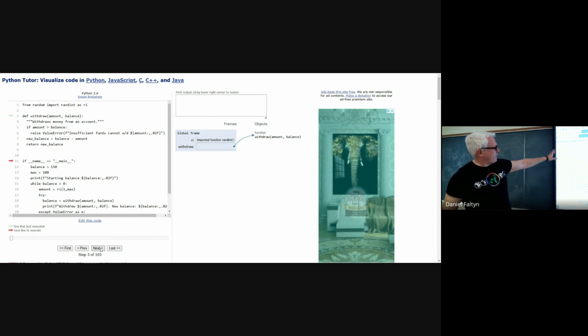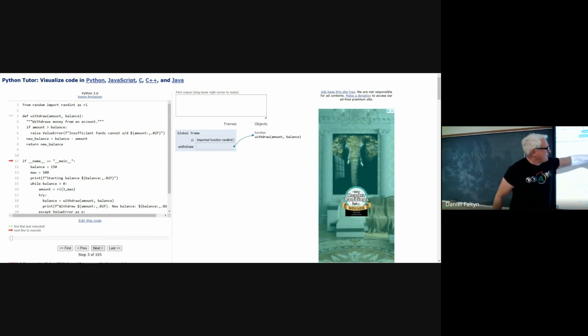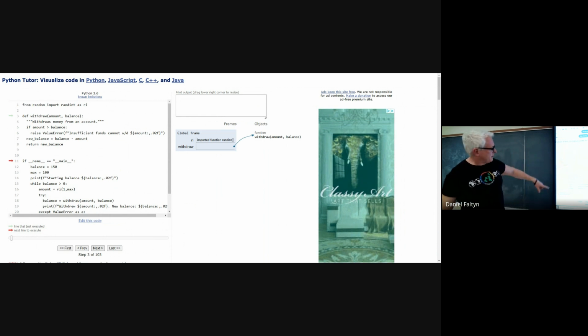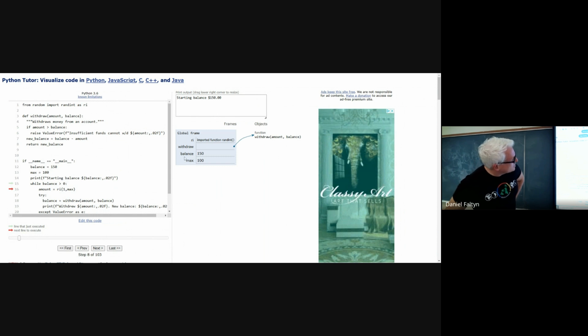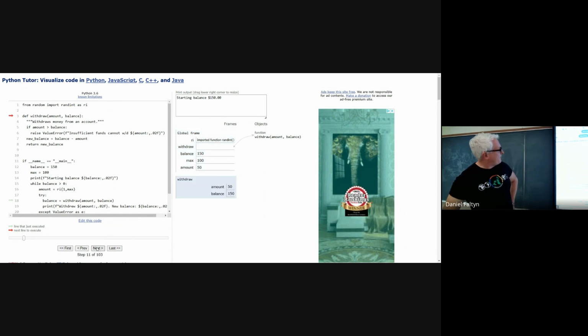So the program starts off, it just puts that function on the stack. Nothing happens here. I go into my main block. I set my balance to 150. I say my starting balance is 150. I call random, and let's see, amount is 50. So it's going to try to take out 50 bucks. So withdraw 50 bucks from my account that has 150. Everything's cool. No problem here.